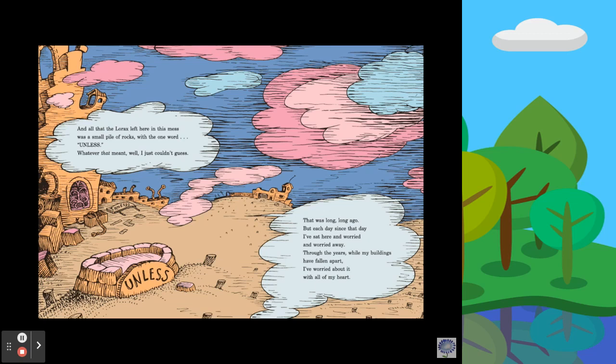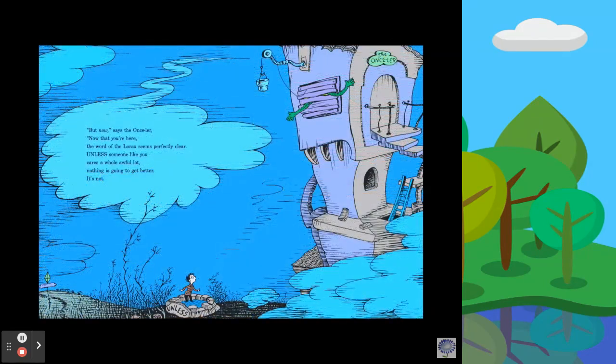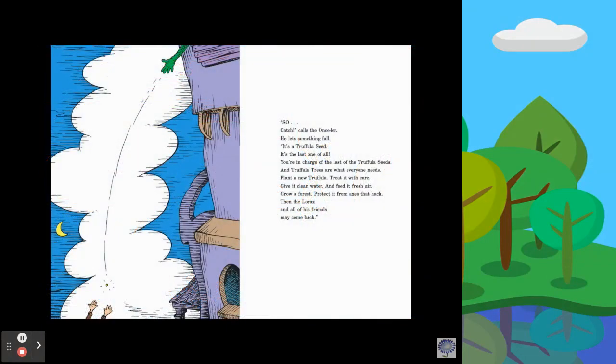That was long, long ago, but each day since that day, I've sat here and worried away. Through the years, while my buildings have fallen apart, I've worried about it with all of my heart. But now, says the Onceler, now that you're here, the word of the Lorax seems perfectly clear. Unless someone like you cares a whole awful lot, nothing is going to get better. It's not. So, catch, calls the Onceler. He lets something fall. It's a truffula seed. It's the last one of all.